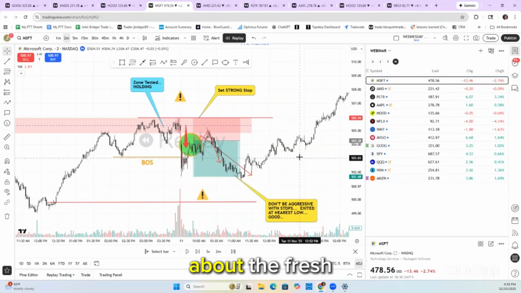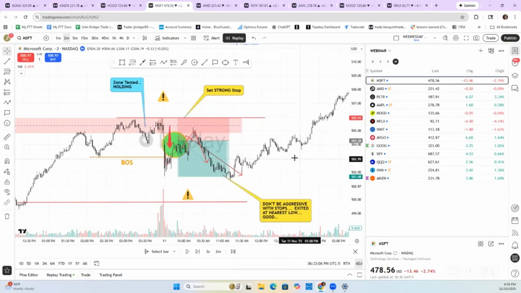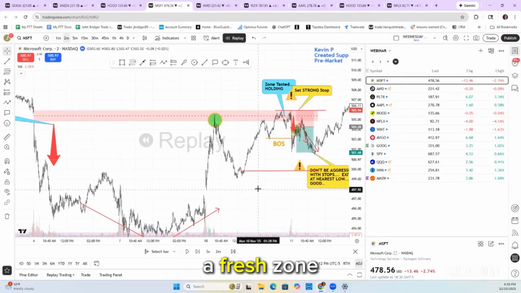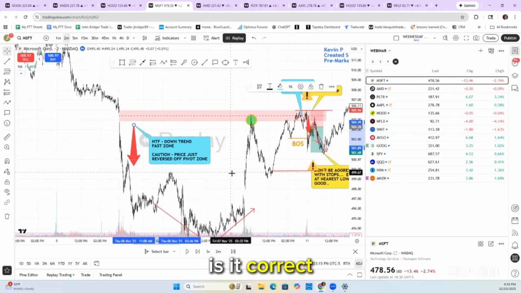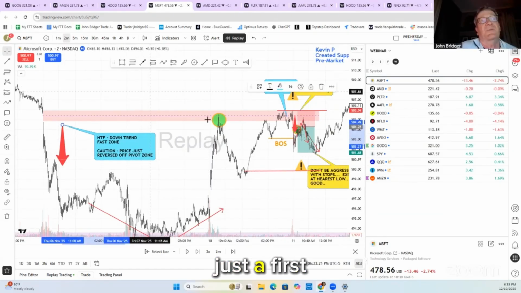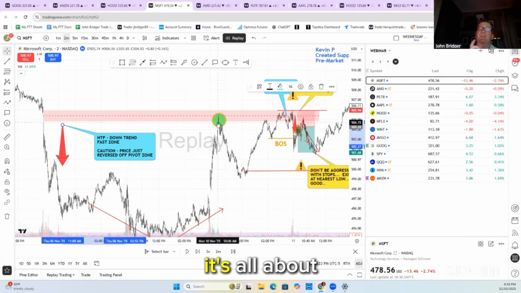I have a question about the fresh zone and not fresh zone. Because you just showed that that wasn't a fresh zone. At what point is it not a fresh zone anymore? Like at what time span? I mean, just the first time. Think about it, it's all about probability. So it doesn't mean that you never trade it. What it means is the probability of your trade working out drops down.